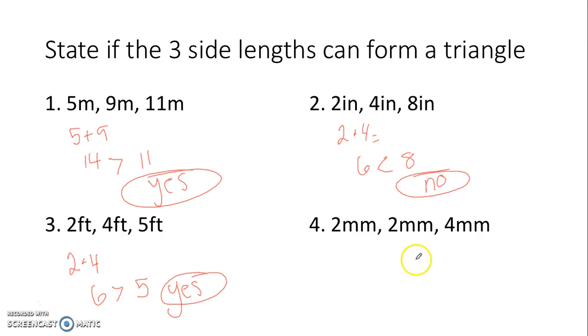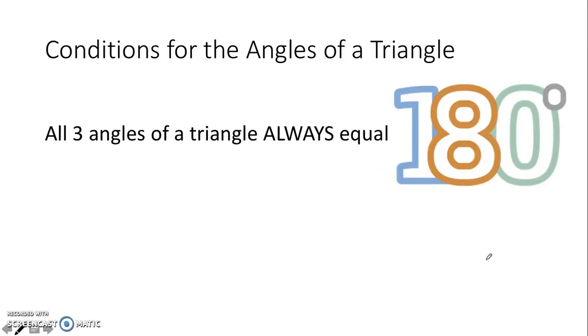The last one that we're going to look at today is 2 millimeters, 2 millimeters, and 4 millimeters. So when we add 2 plus 2, that equals 4. 4 is not greater than 4, it's equal to 4, so no, it does not form a triangle. So that's pretty straightforward. You just have to memorize that one small fact, that the two smaller sides must be greater than the third side, and that's what makes a triangle.